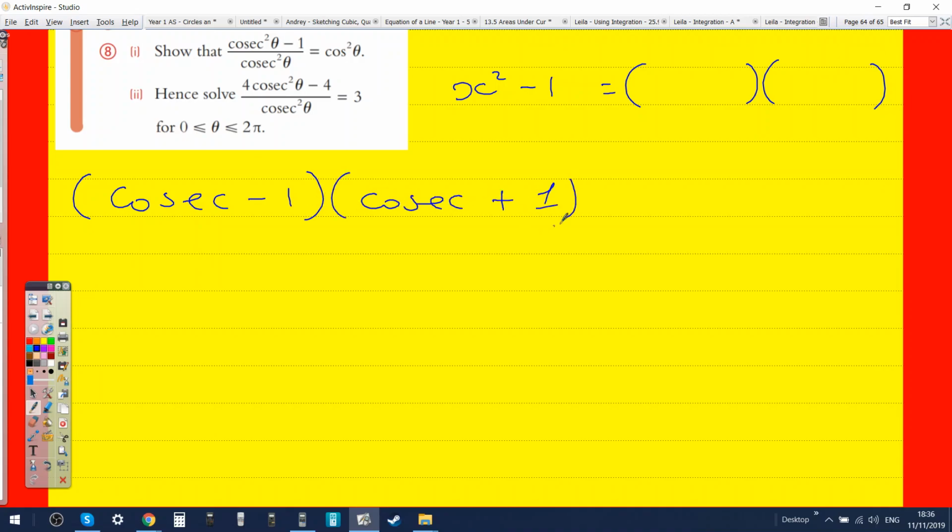Now I don't know if that's actually going to help us, but maybe it will. Okay. And actually, cosec squared theta, what is that the same as? Cosec squared theta is the same as 1 over sine squared theta. Yes, and because it's on the bottom, that can be brought to the top. Yeah, exactly. Is equal to cos squared theta.